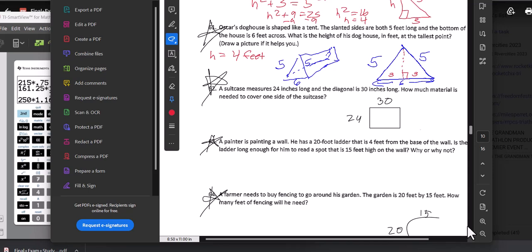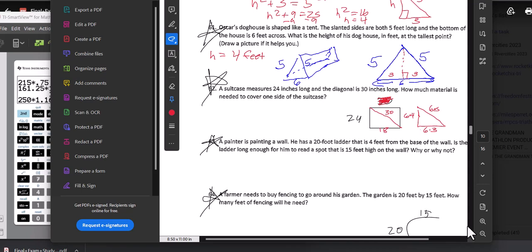A suitcase measures 24 inches long and the diagonal is 30 inches long. So what you have drawn here is not the diagonal. The diagonal is going from one corner to the other. That's the diagonal. How much material is needed to cover one side of the suitcase? Well, I recognize, because I'm always on the lookout for it, that this is also a 3, 4, 5 triangle. Notice 24 is 6 times 4. 30 is 6 times 5. So this side will be 6 times 3. So this side is going to be 18.